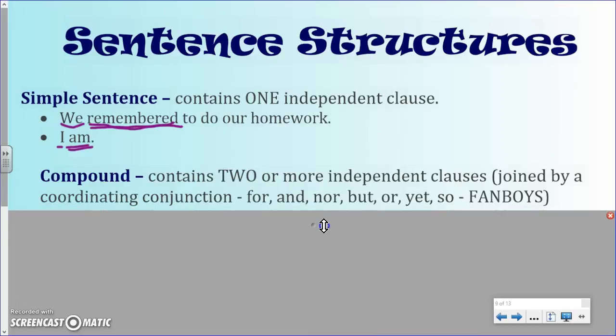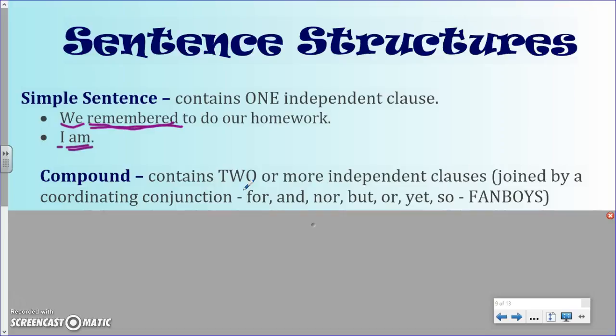Okay, compound sentences. This has two or more independent clauses joined by what we call a coordinating conjunction. This is where FANBOYS comes in. This is a way to remember the seven coordinating conjunctions. There are only seven: for, and, nor, but, or, yet, and so. Together they spell FANBOYS. When you take two independent clauses that can stand on their own and join them together in one sentence because their ideas are similar and they can help each other expand on the idea, you put them together using a coordinating conjunction. And it is one sentence, it is compound, it is grammatically correct.